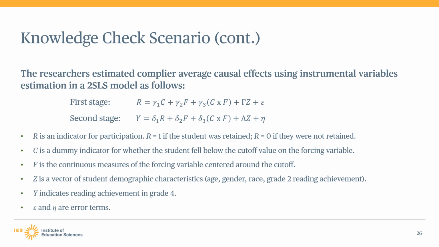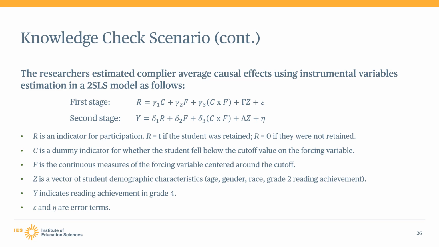The first stage estimates the probability of the student receiving the intervention, being retained in the third grade, noted as R. Each student has either an observed value of 1 if they were retained, or an observed value of 0 if they were not retained. R is a function of a dummy indicator C for whether the student fell below the cutoff value on the forcing variable, which is 50 in the state reading example.